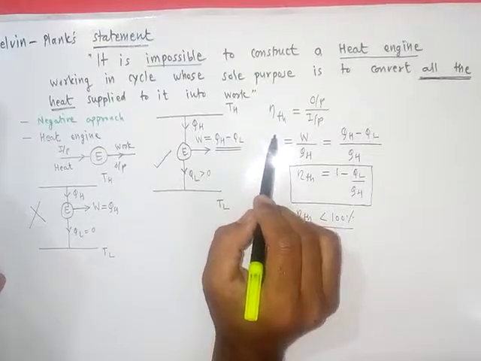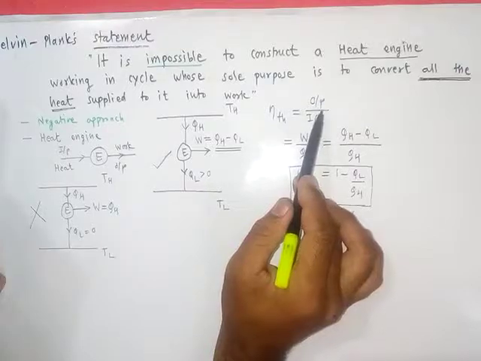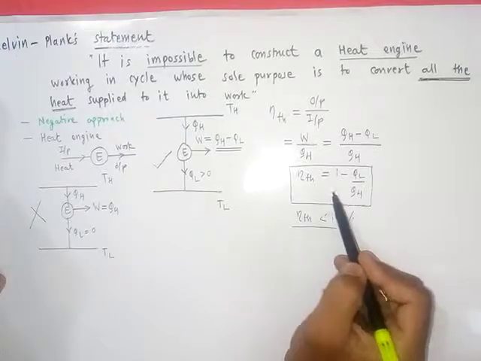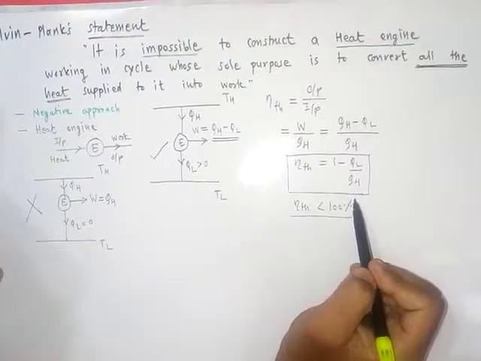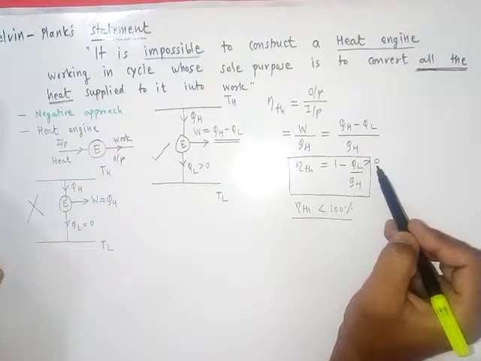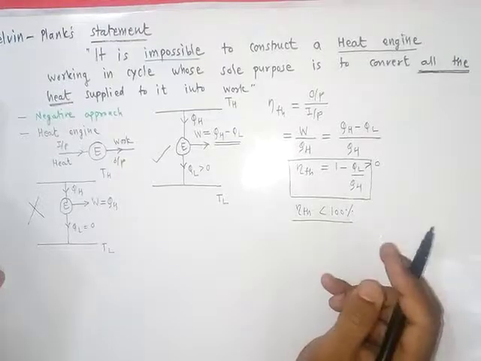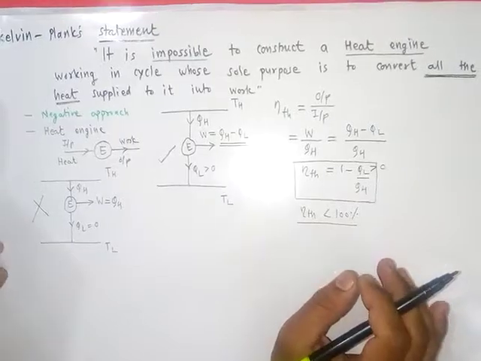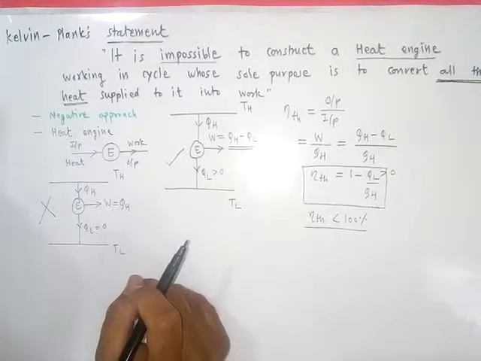Then how to check performance? For performance checking, we have thermal efficiency as output upon input, that is W upon heat supplied, and after adjusting terms we get thermal efficiency equal to 1 minus QL upon QH. As QL is always greater than 0, that is always positive, the thermal efficiency of any possible heat engine is always less than 100%. So this is all about the second law of thermodynamics.